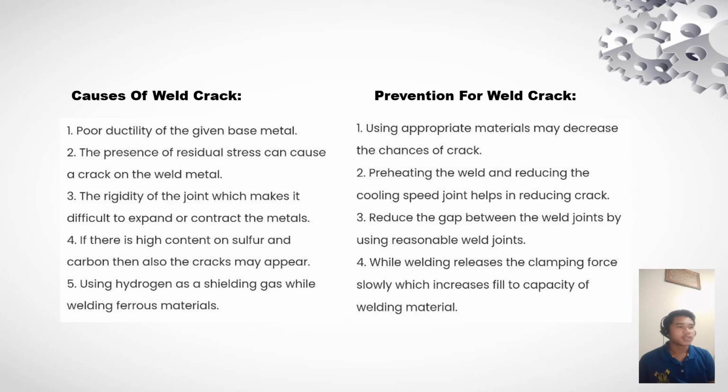Cause of weld crack. Saya ambil dua contoh punca berlakunya weld crack: poor ductility of the given base metal and the presence of residual stress can cause a crack on the weld metal. Prevention for the weld crack: using appropriate materials may decrease the chance of crack. Preheating the weld and reducing the cooling speed of the joint helps in reducing cracks.